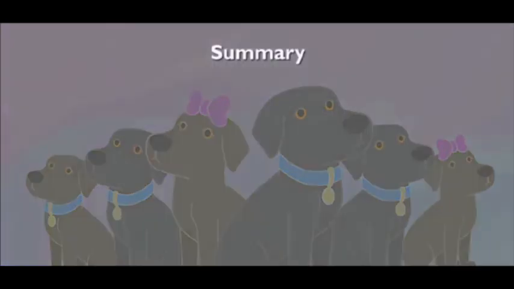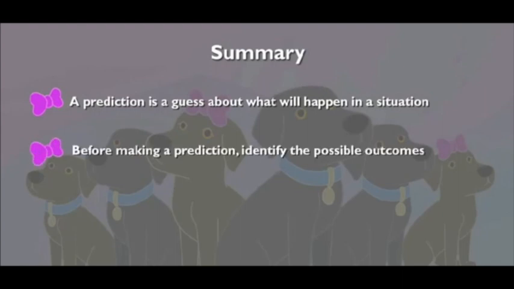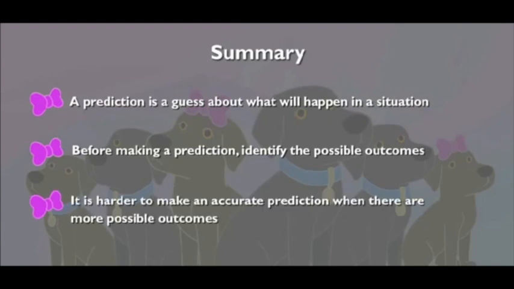I guess we really make a lot of predictions every day, from trying to guess the weather to guessing who will win a basketball game. I can see why it's important to identify the possible outcomes or things that might happen before you make a prediction. Then you'll have a better chance that your prediction will be right. But the more possible outcomes there are, the harder it is to make predictions. Right. You never know quite what will happen.